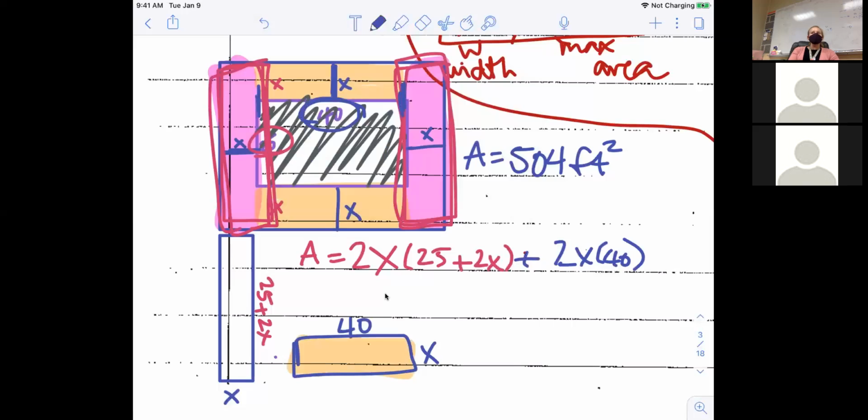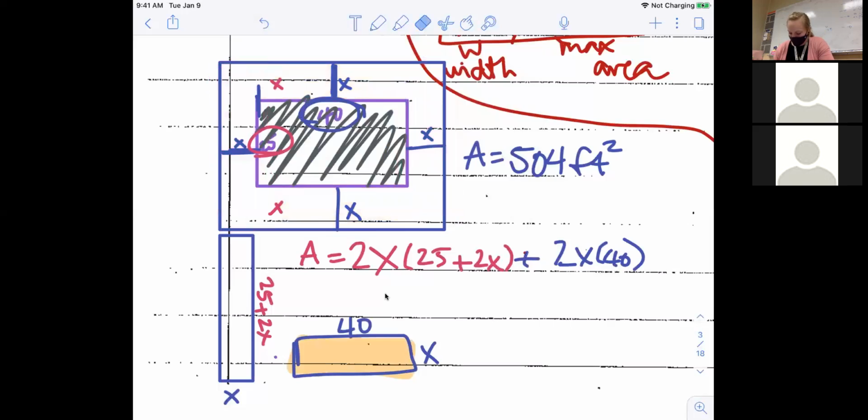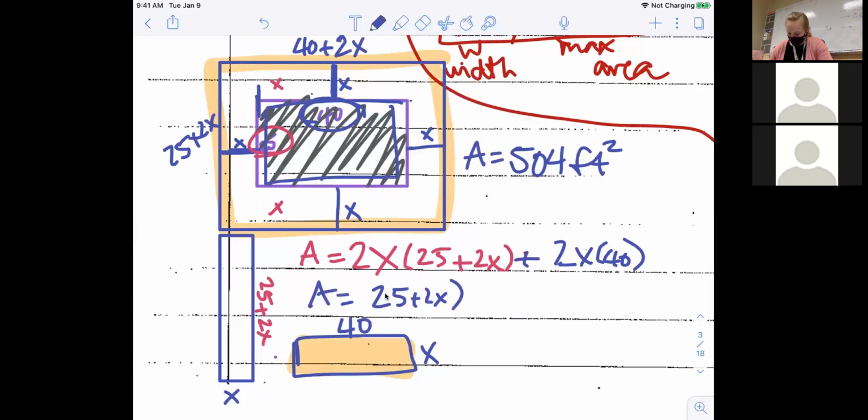This is what came to me first. What you also could have done was the area of the whole outside. Let me erase some of this nonsense on the inside. I'm going to finish solving it this way, but if you would rather do it differently, you could have done the area of the entire outside, and these outside measurements would be 40 plus 2x. And then this one would be 25 plus 2x. And then we'd have to subtract out my 40 times 25. So that is also an option. I could do what I'm about to do right here, or I could have done area is 25 plus 2x times 40 plus 2x, minus off 25 times 40. It should give you the same answer.